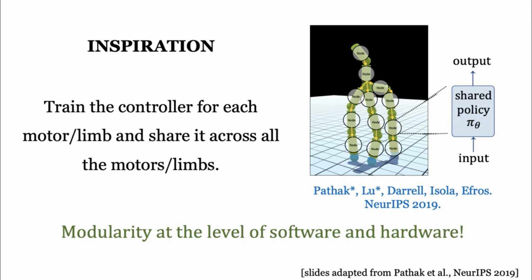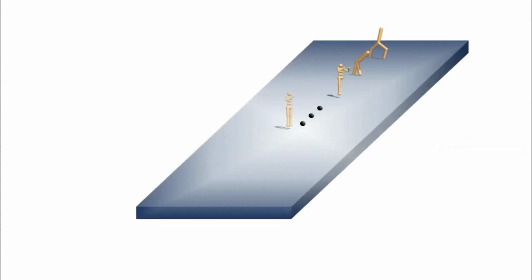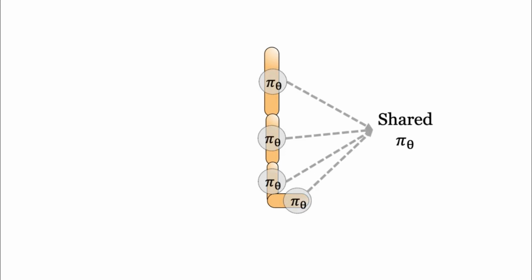Specifically, we train a policy for each motor instead of the entire agent, and we share it for all the motors. To start, we train all the agents at the same time. For each agent, we consider its morphological structure in terms of the limbs that make up the agent, which in this visualization is a side view of a hopper. The shared modular policy operates on each node and predicts the torque value for each limb.